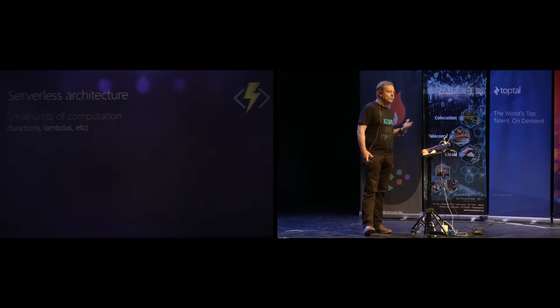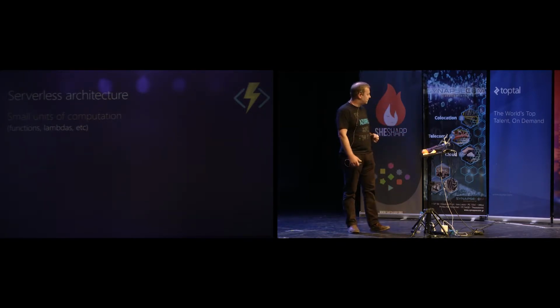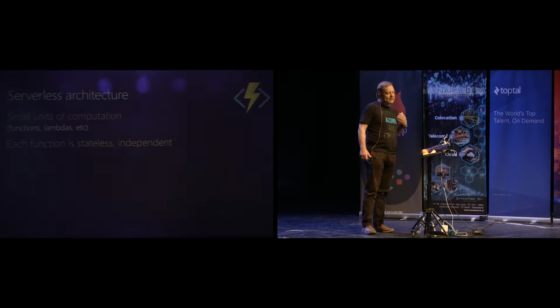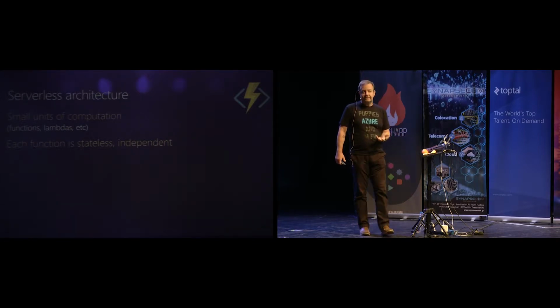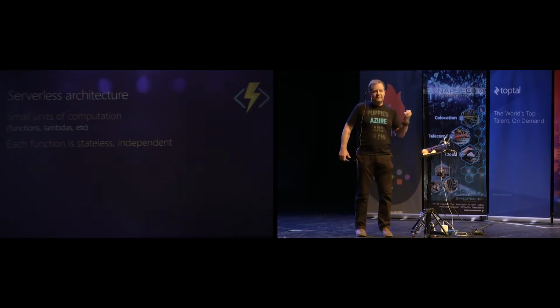Amazon calls them lambdas, we call them functions. There are all kinds of words. I think OpenWhisk calls them actions, if I heard correctly what Joe was saying before. And each function is going to be stateless, so it gets the state from somewhere, obviously, when it wakes up.